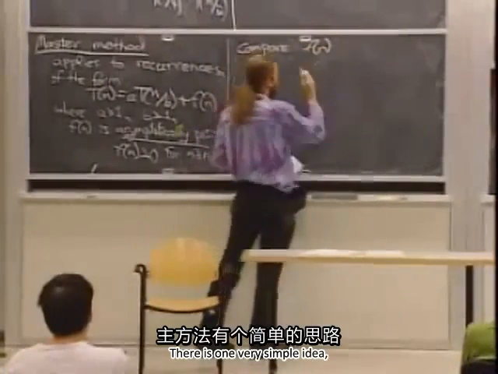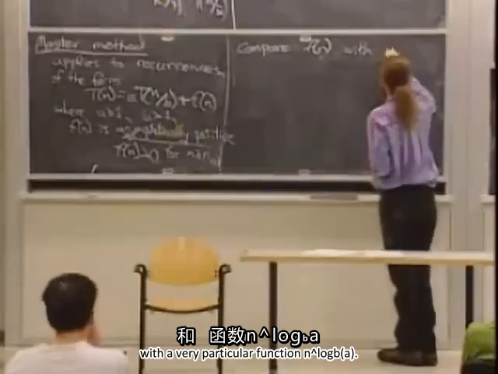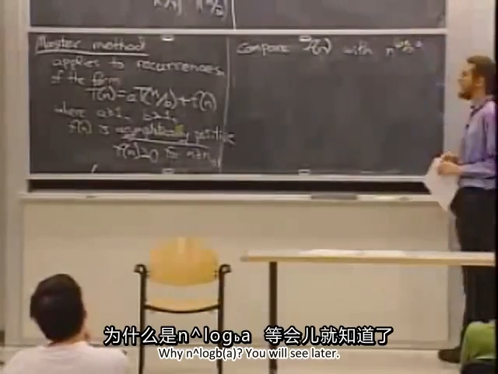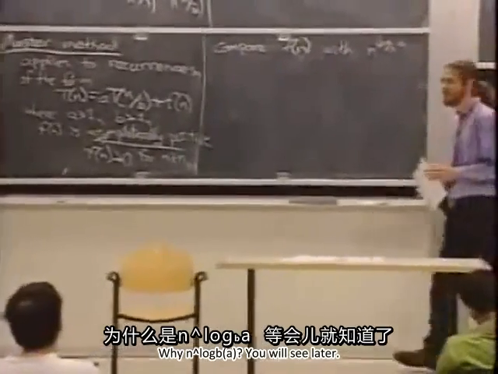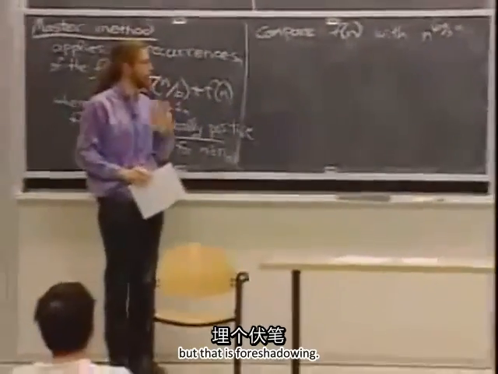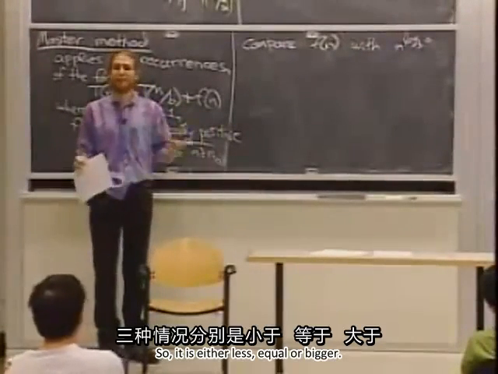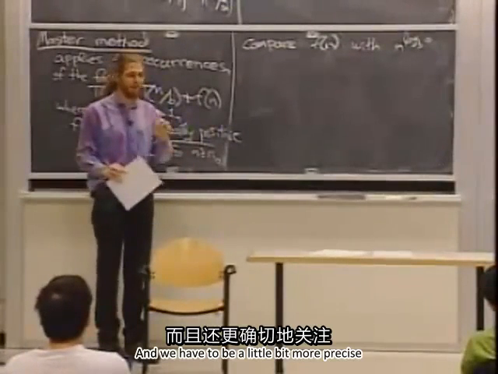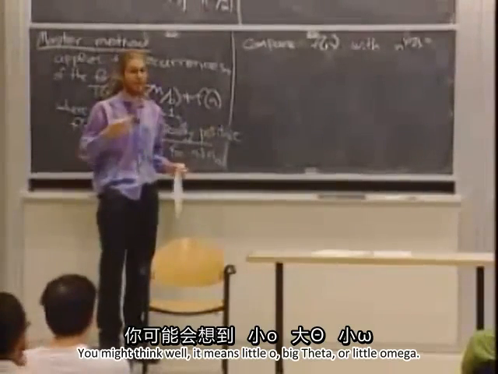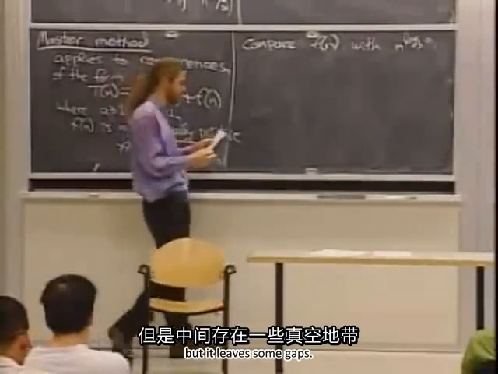Well, not quite yet. There is one very simple idea, which is we're going to compare this non-recursive work f of n with a very particular function, n to the log base b of a. Why n to the log base b of a? You'll see later. Turns out it is the number of leaves in the recursion tree, but that's the foreshadowing. So it's either less, equal, or bigger. And here we care about asymptotics, and we have to be a little bit more precise about less, equal, or bigger. You might think it means little o, big theta, or little omega. It would be nice if the theorem held for all of those cases, but it leaves some gaps.